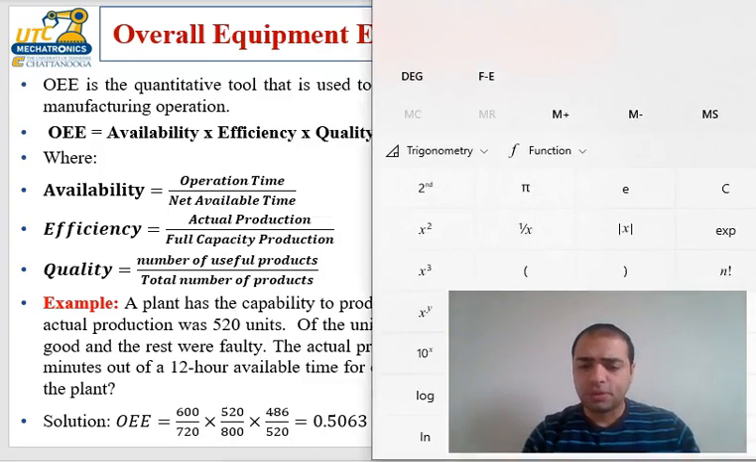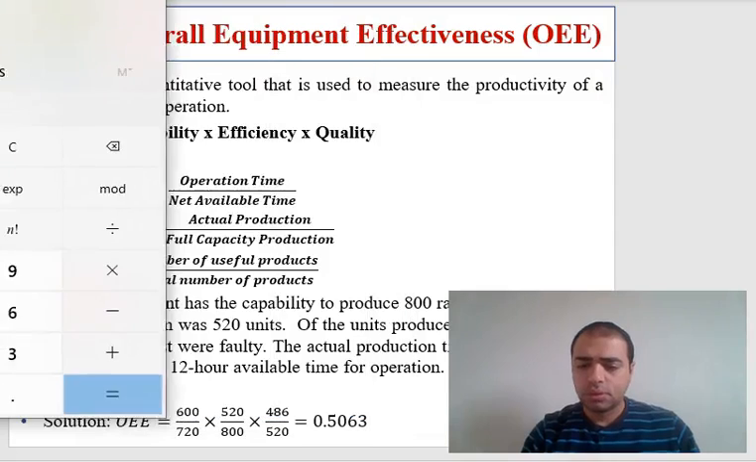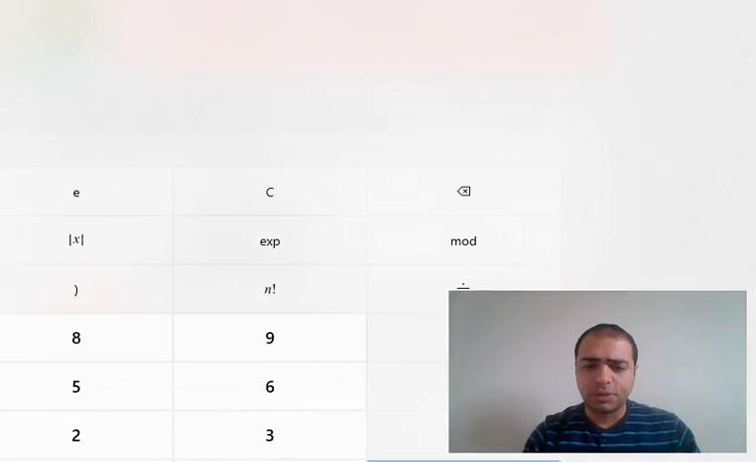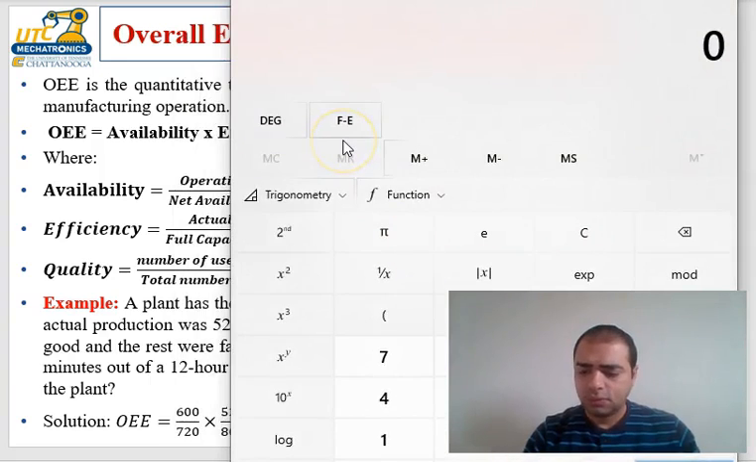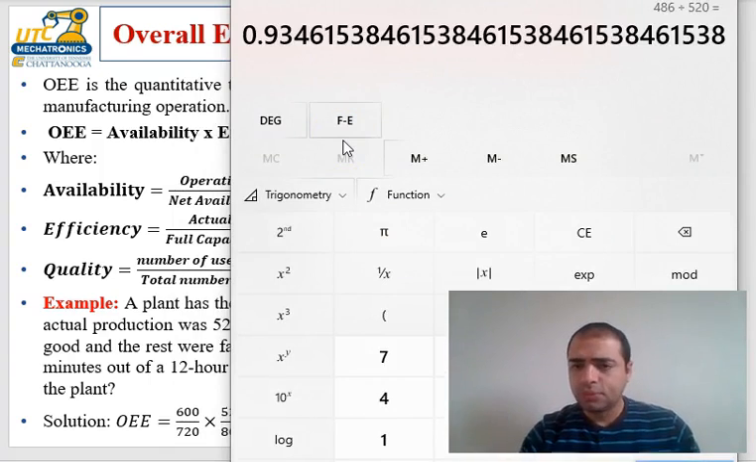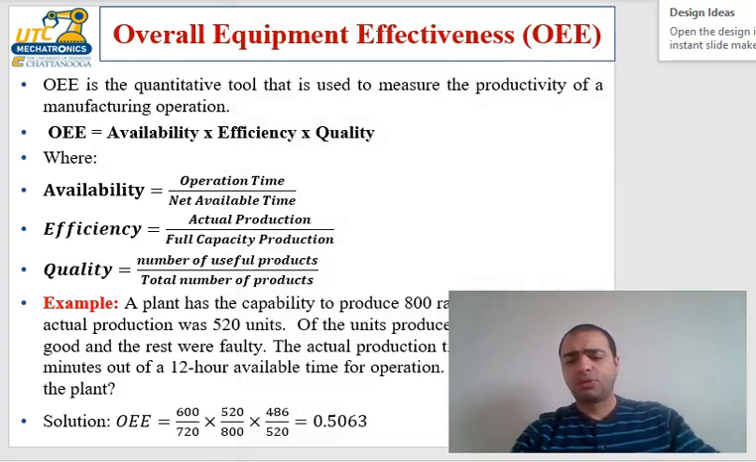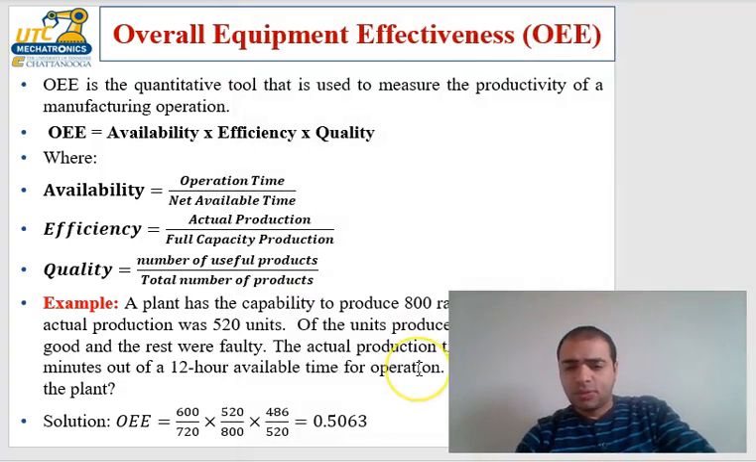So if we calculate, for instance, 486 divided by 520, we get 0.934. So in other words, 93.5. So 93.5% is the quality.